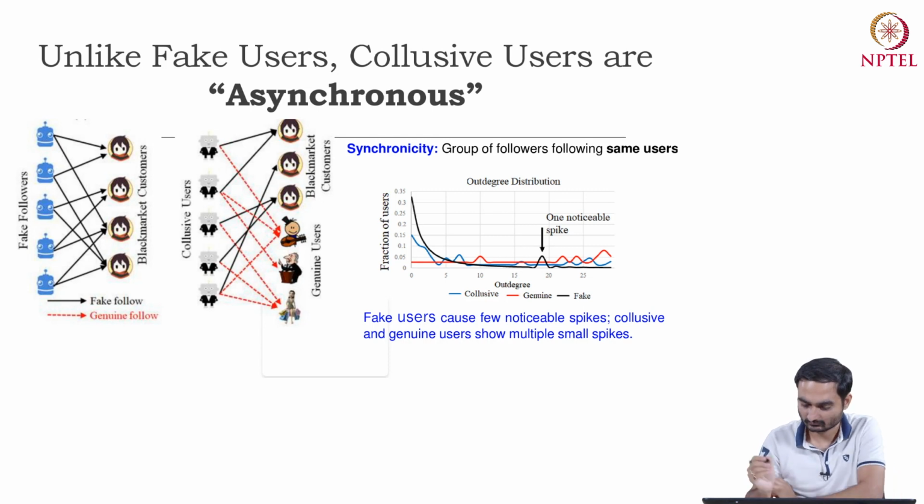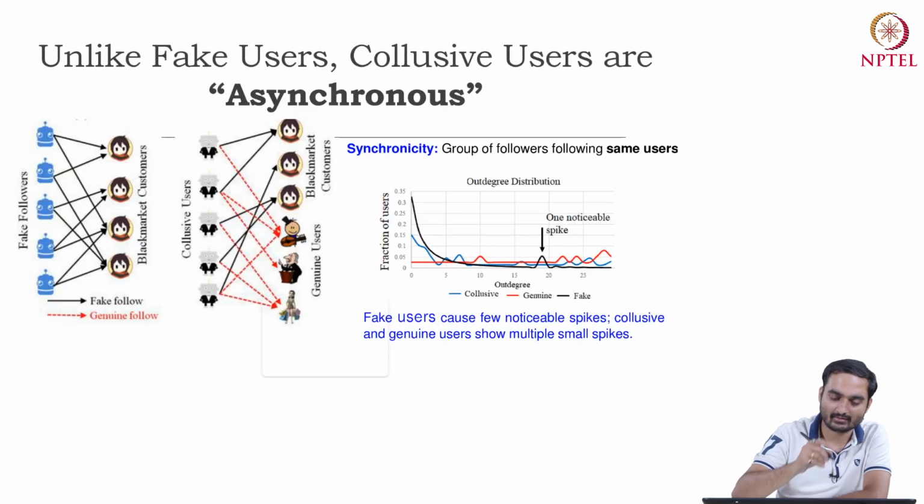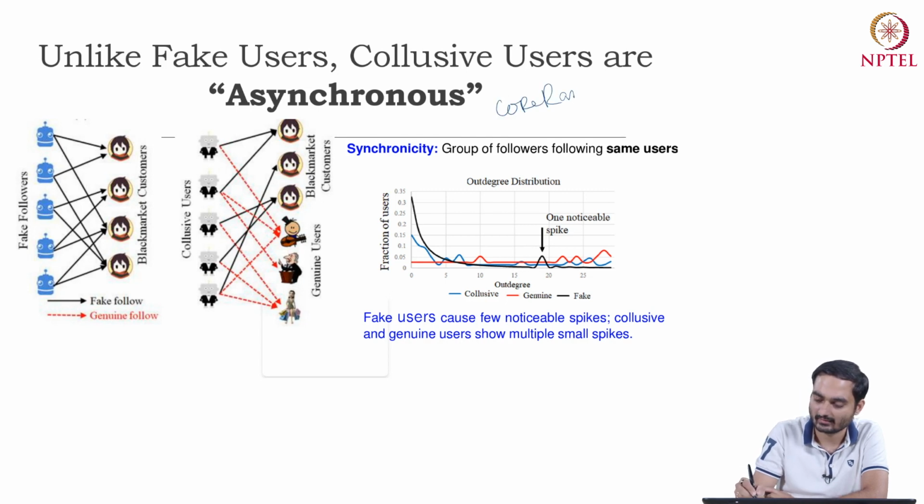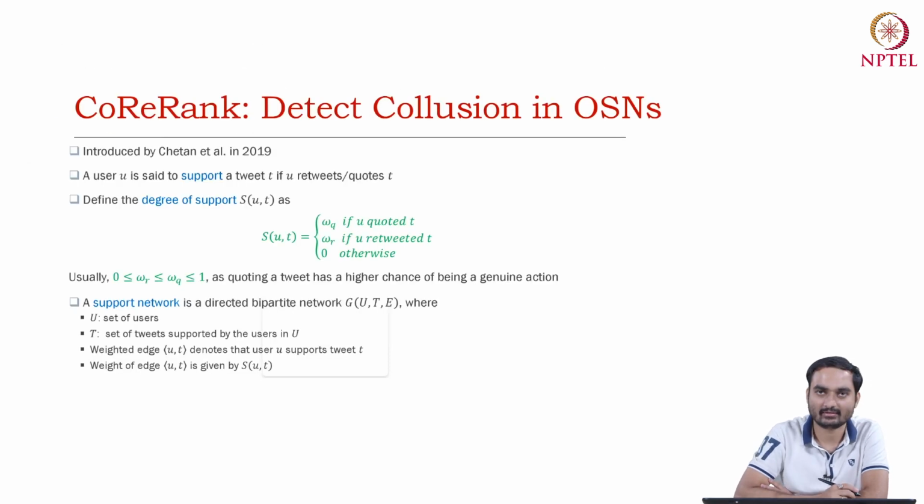So here we claim that collusive activities are asynchronous in nature, and we also showed empirically that state of the art methods for detecting fraud activities are not useful for collusive activity detection. For that, we proposed a method called CoReRank, which is an unsupervised approach for collusive activity detection. So let us look at this CoReRank algorithm.